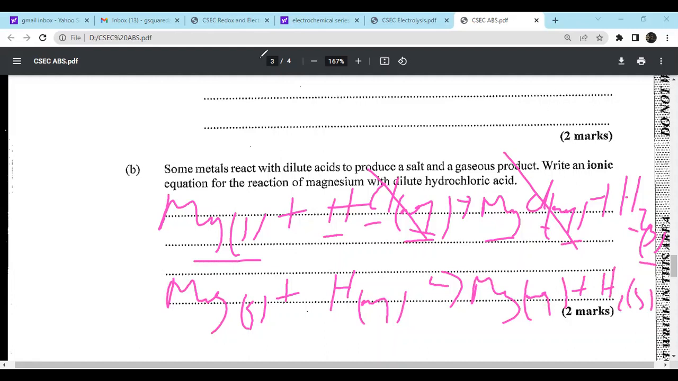Anything which is aqueous must have a charge. Hydrogen here, positive. Magnesium here, 2+. Next thing you want to do is balance each element. 1 magnesium, 1 magnesium. 1 hydrogen, 2 hydrogens. Oh, so this needs to be 2. There you go. And that is your ionic equation. Okay?